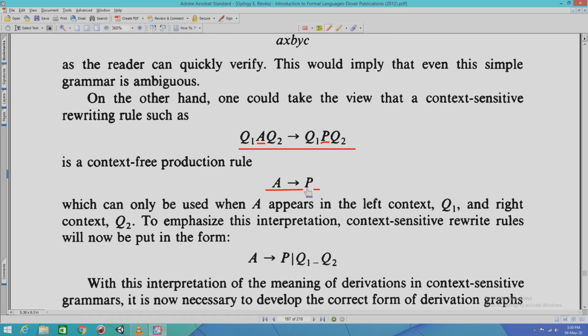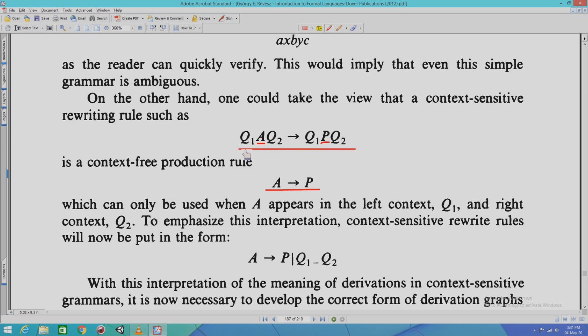Now let's analyze such context sensitive productions. If you watch carefully, only this portion of the string is replaced with this portion. The rest of the string is unchanged. If we take the production A to P, it is a context-free production rule, so it will have the same effect as in this case. If we use this production, A will be replaced with P and we will get Q1, P, Q2. So both of these productions make the same replacement.